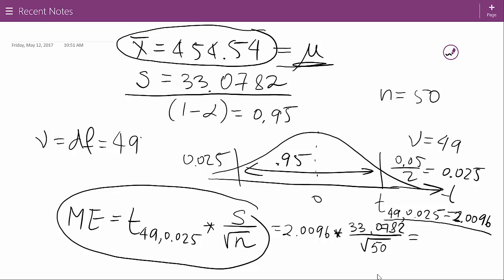And, well, first things first, let's take a look at s. s is the standard deviation of the sample, right? Let me ask you this question. Do I have a control over the standard deviation of the sample?